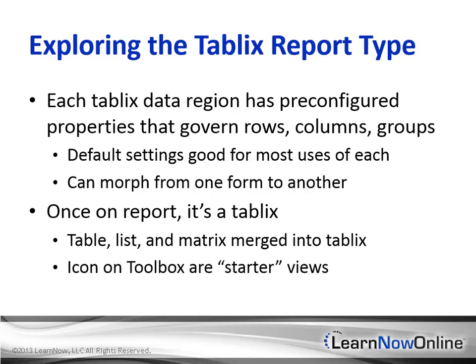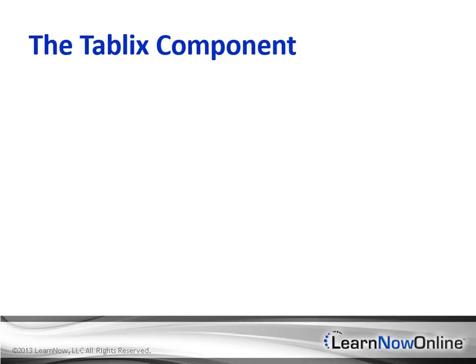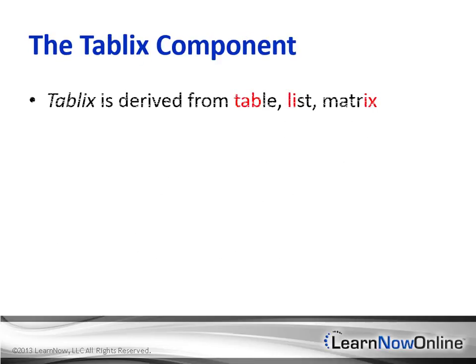Think of the table, matrix, and list items on the toolbox as three different starter views or orientations of the Tablix data region. Now the name Tablix is a derived, smashed-together word from table, list, and matrix. And I'm putting them there in an order that makes the name's origin a little bit clearer.